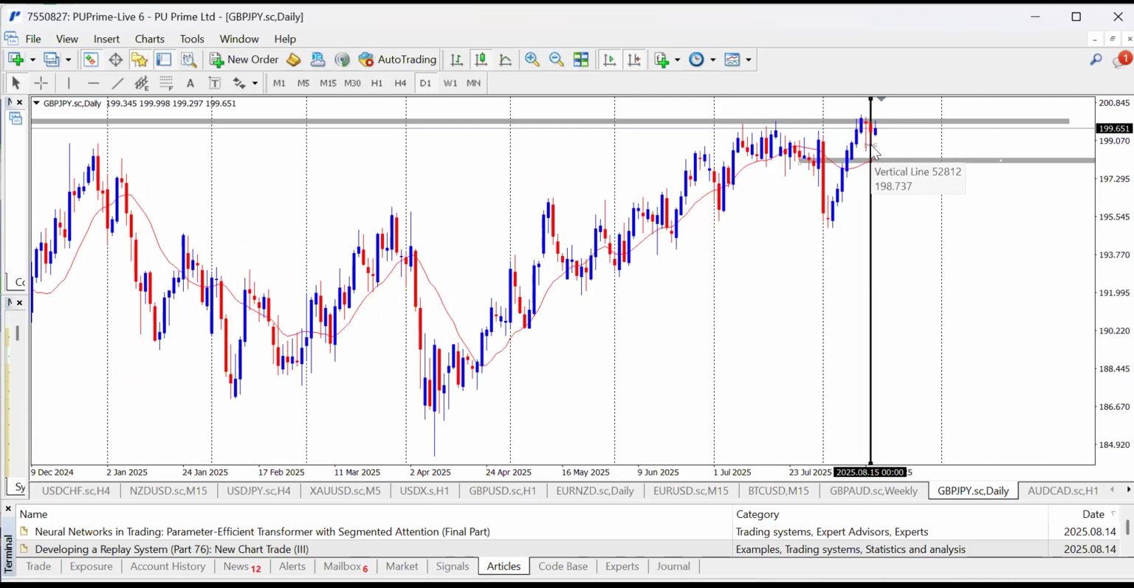Okay, I think I've marked it. Yes, this support is also around here. You can see this level here is the nearest support. I think I have one here as well. Maybe, it's still almost the same thing, so I'm removing it.